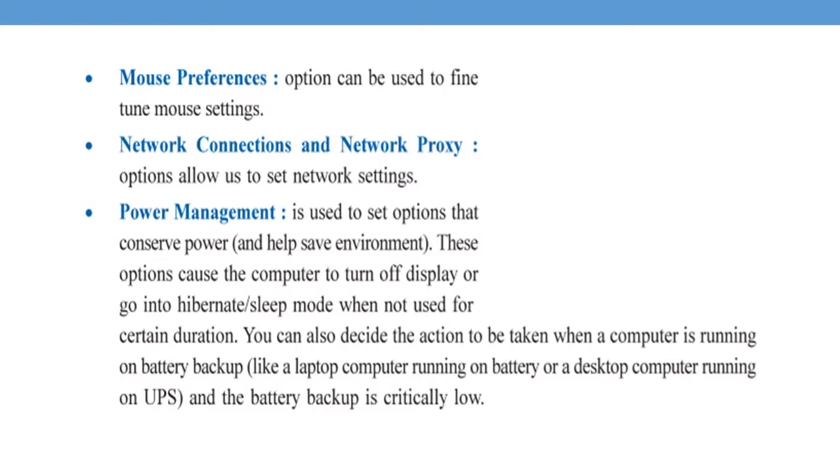Let us understand about this, students. Mouse preferences. This option can be used to fine tune mouse settings. And then network connection and network proxy options allow us to set network settings. And then power management. This option is used to set options and conserve power.